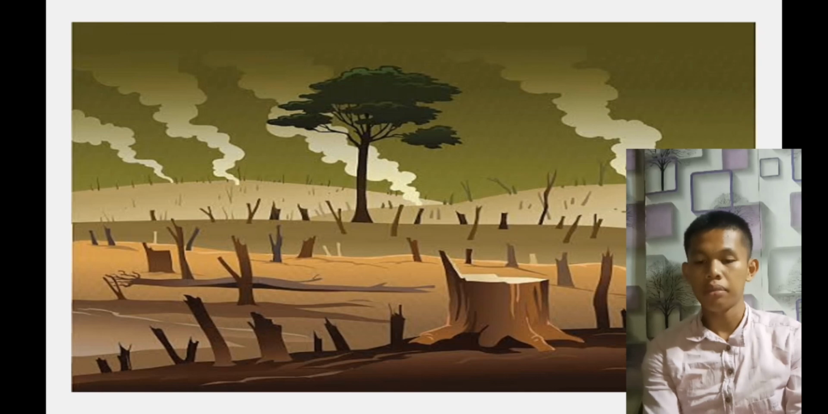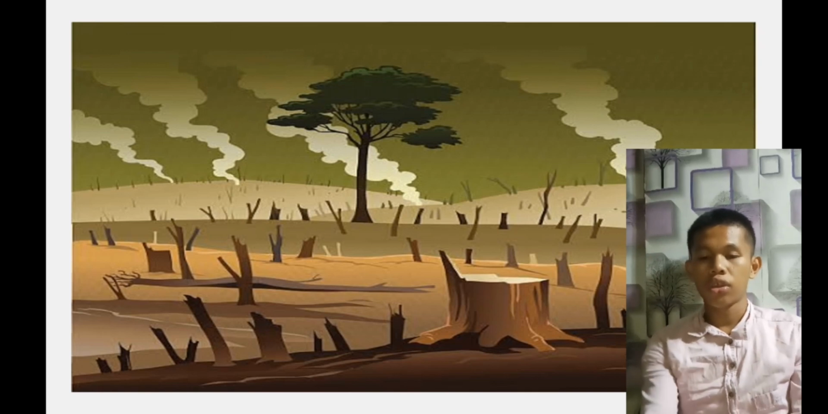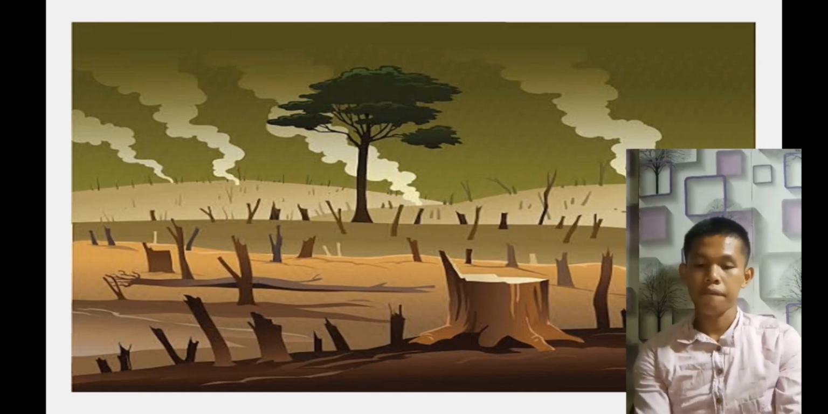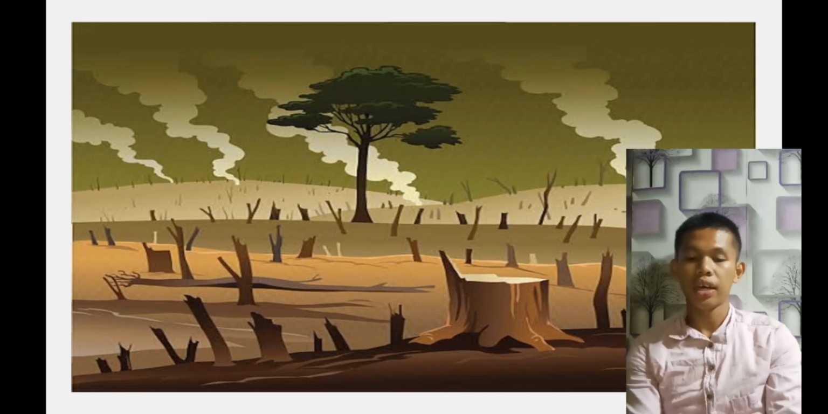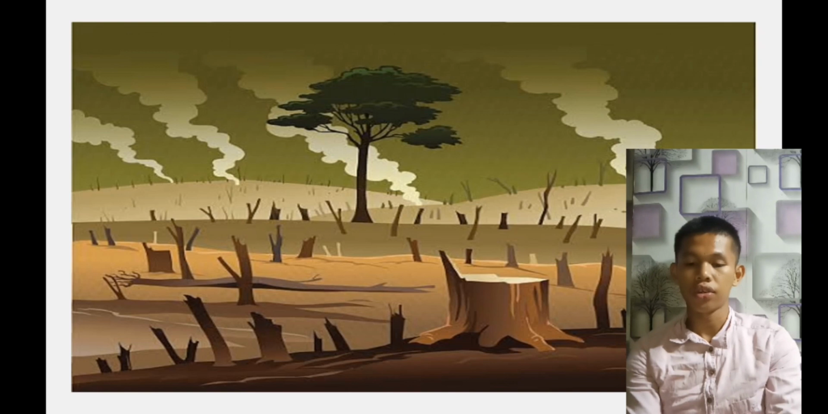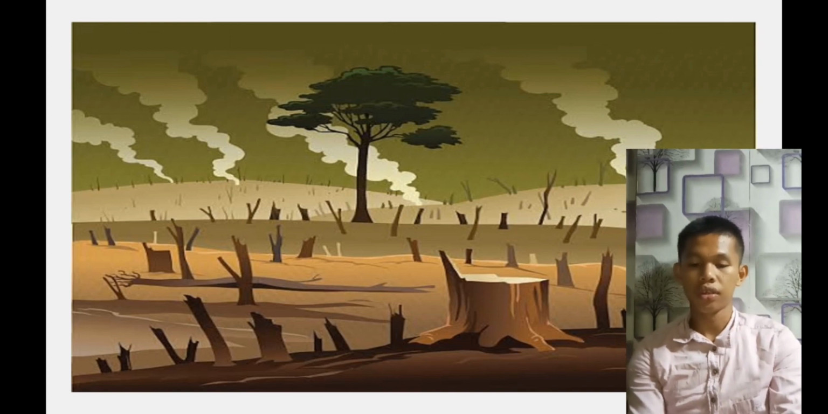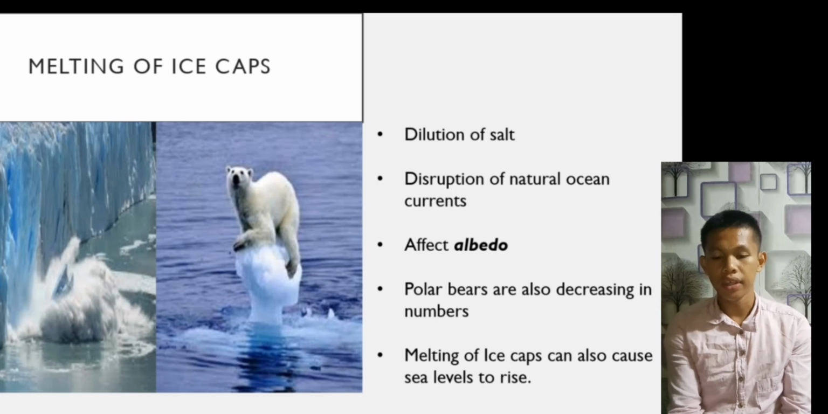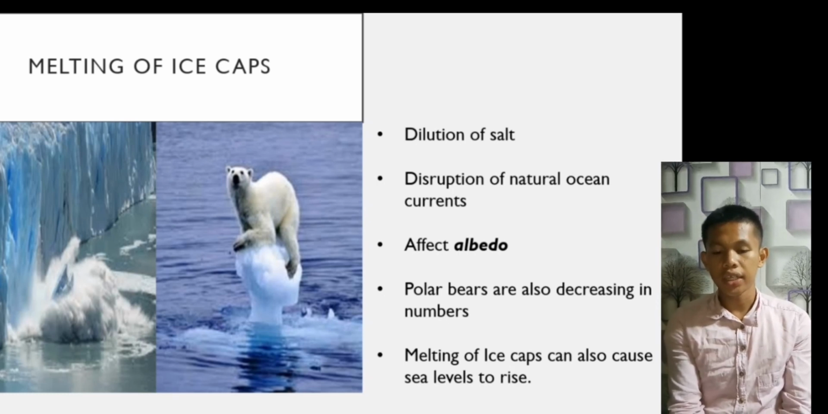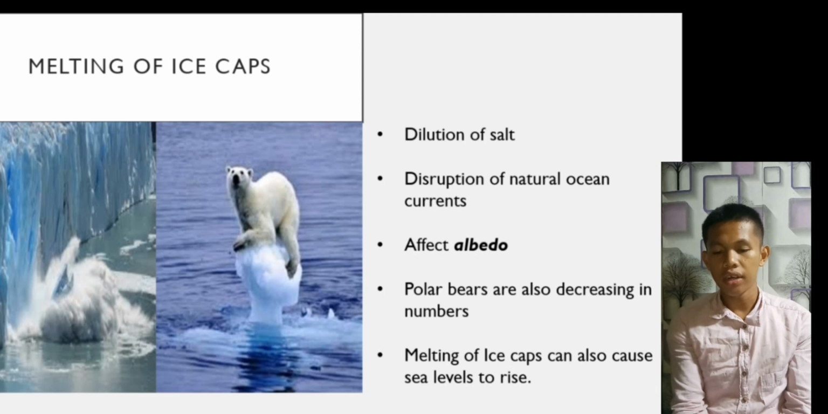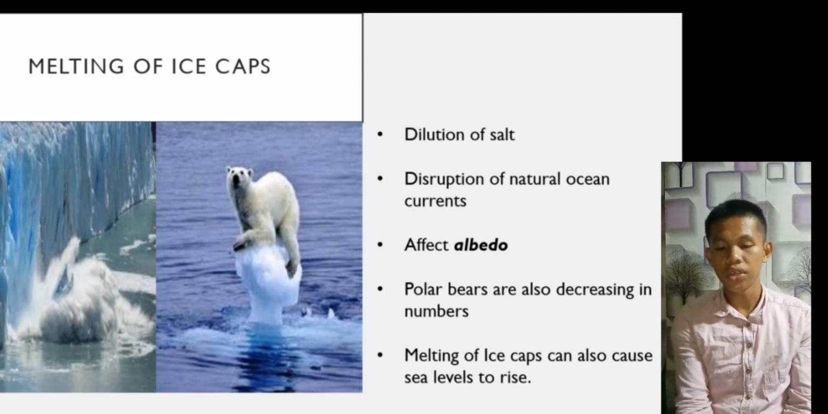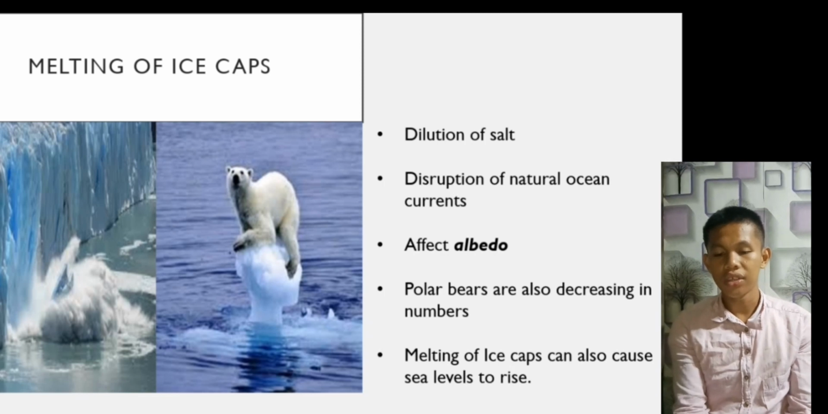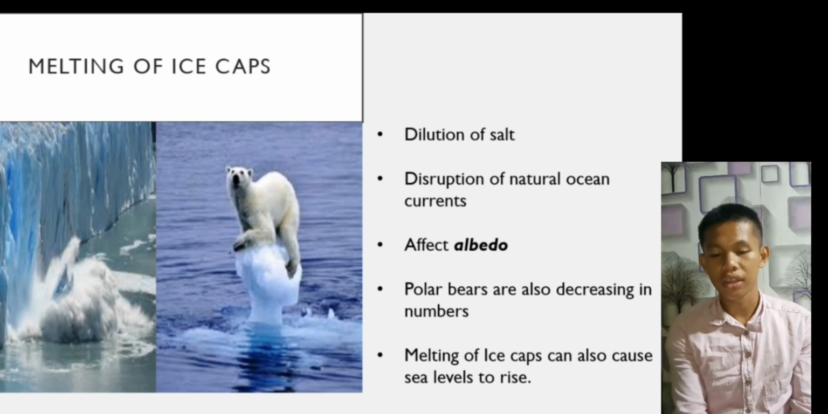Also, some human activities may lead to the increase of greenhouse gases, pollution, and overconsumption. One example is the melting of ice caps in the polar regions of the Earth, which causes dilution of salt in the ocean and the disruption of natural ocean currents.